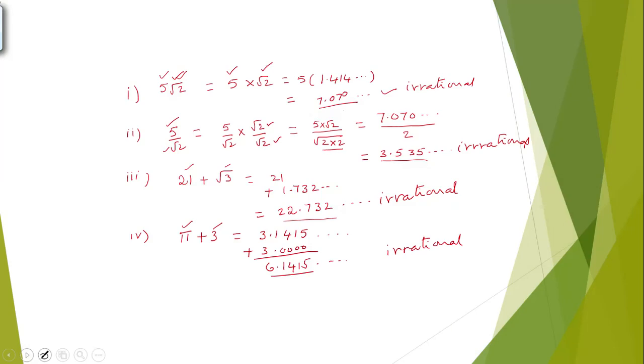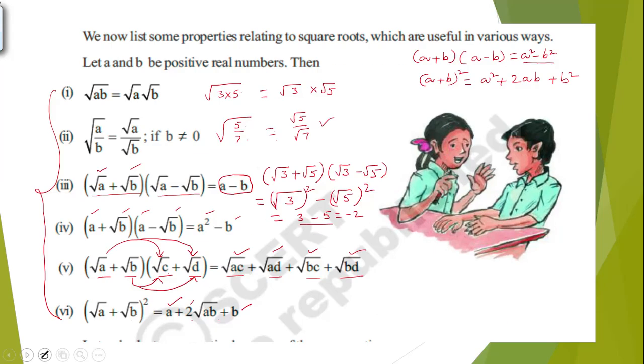Next, today we keep in mind some properties related to square roots in real numbers. Root ab is equal to root a into root b. Root a by b is equal to root a by root b, where b is not equal to 0. Root a plus root b into root a minus root b is equal to a minus b. a plus root b into a minus root b is equal to a square minus b.